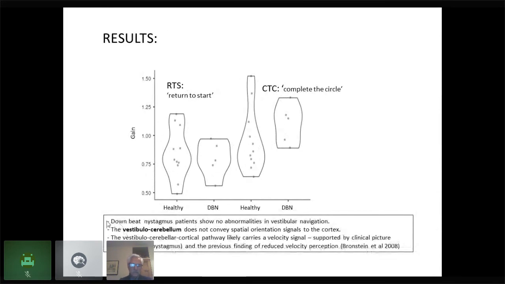So this means that downbeat nystagmus patients show no abnormalities in vestibular navigation. The vestibulocerebellum does not convey spatial orientation signals to the cortex. The vestibulocerebellar cortical pathway likely carries a velocity signal. This is supported by the clinical picture that the nystagmus they have is in fact a velocity bias in the vestibular system, and also by my previous finding of reduced velocity perception in these types of patients.